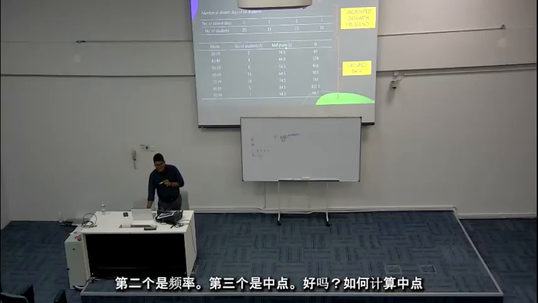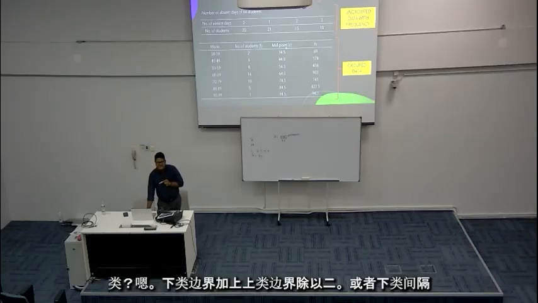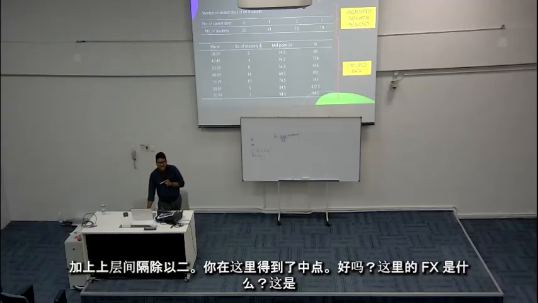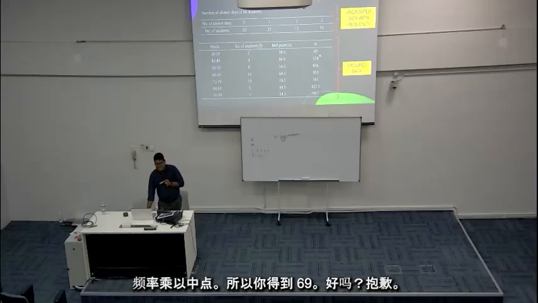How do we calculate the midpoint of a class? Lower class boundary plus upper class boundary divided by 2, or lower class interval plus upper class interval divided by 2, and you get the midpoint here. What is fx here? This is the frequency multiplied by the midpoint. So you get 69.